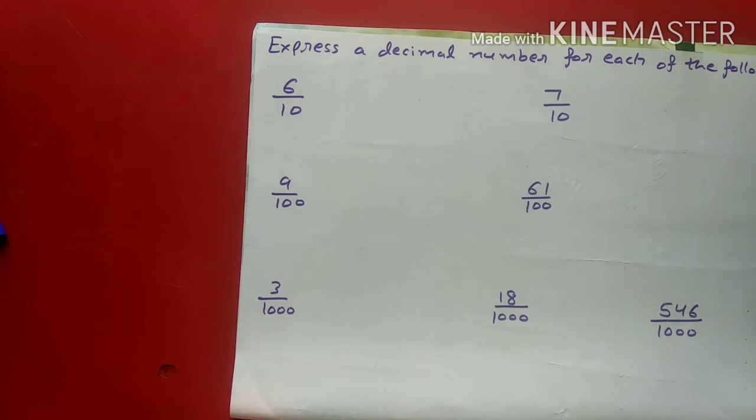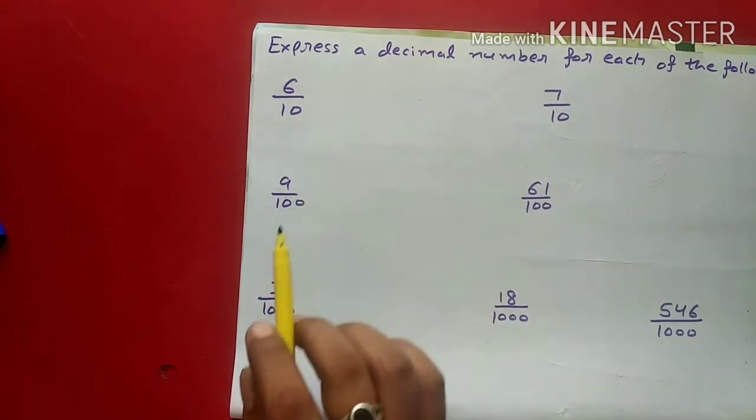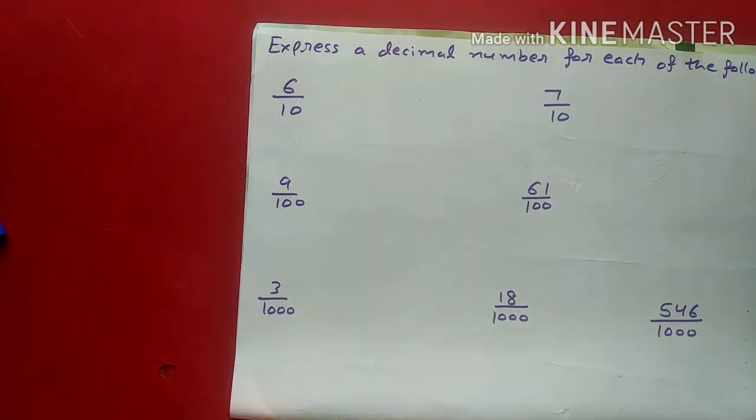Dear student, in this footage we are going to learn how to express a decimal number for each of the following. Here you will see some decimal fractions are given. Decimal fractions are those fractions where in the denominator the numbers are of the type 10, 100, 1000, 10,000, 1 lakh, 10 lakh, etc. So student, these types of fractions are called decimal fractions.